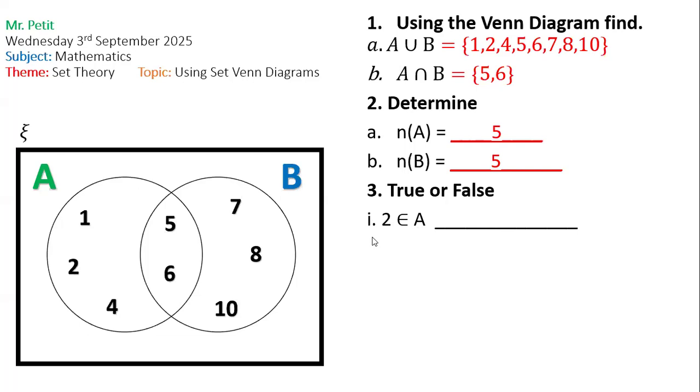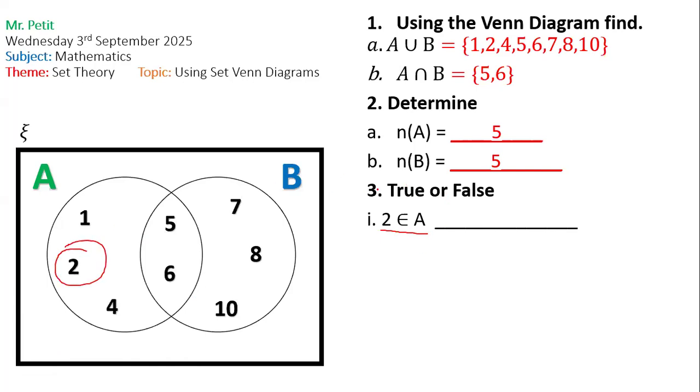2 is an element of A. True. You don't sound sure. Why did you say true? Why did you say that? Because it's encircled with A. Very good, because it's inside it. So 2 is an element of A.